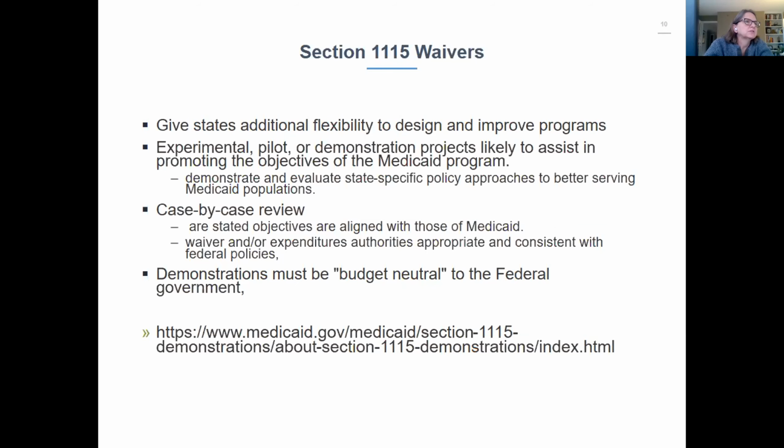We've talked earlier, Nate talked about Section 1115 waivers. Reminder, these give states additional flexibility to design and improve their programs. They're experimental, pilot, or demonstration projects that are likely to assist in promoting the objectives of the Medicaid program. They are subject to a case-by-case review, and they must be, quote, budget neutral to the federal government. So these are the waiver projects, and again, a very interesting question is, are these waivers important, and do we see some that in fact result in meaningful change that ought to be expanded?